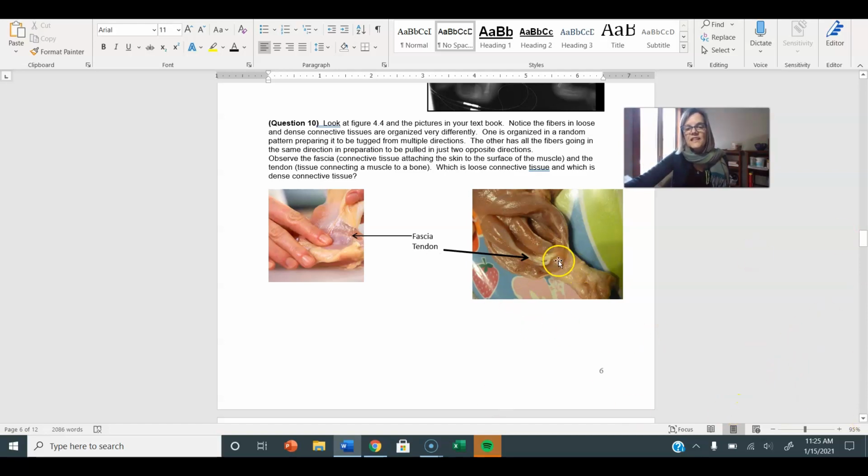In the case of a tendon, you're typically pulling a tendon just in two directions. So all the fibers in the tendon tend to run in the same direction. So mostly what you're seeing in those microscopic pictures are the fibers which are in the matrix of the connective tissue. So hopefully that gave you a little introduction to connective tissue.